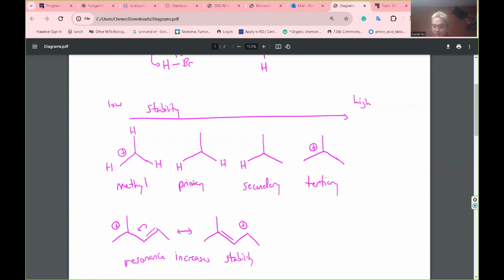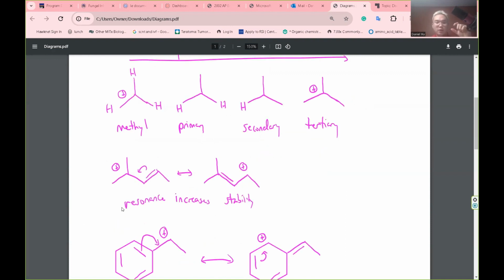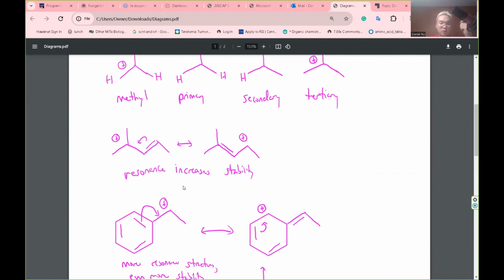And another factor that stabilizes carbocations is resonance. Because the carbon is sp2 hybridized, it's able to share some electrons with another carbon if it has a double bond. So in this case, a double bond can share its electrons, and it will flip the positive charge between two different carbons, which will increase stability. And the more resonance structures a carbocation has, the more stable it will be.